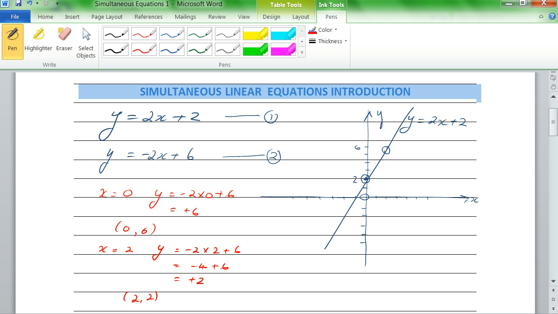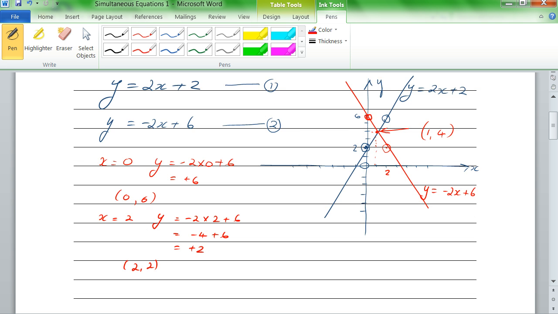So I'll draw those points in. I've got 2 points which lie on the graph of equation 2, and we'll draw a line through those 2 points. So this is the line y equals negative 2x plus 6. As you can see, they intersect each other at this point here, and the coordinates of that point are 1, 4. Now that point is fairly important.